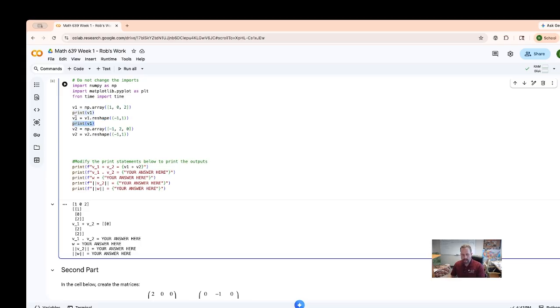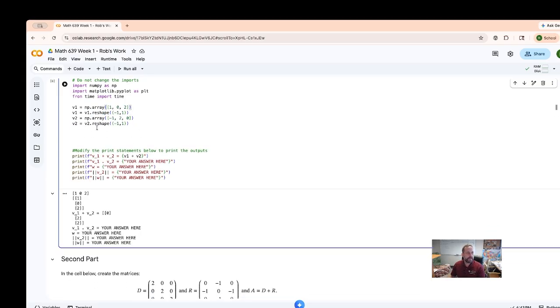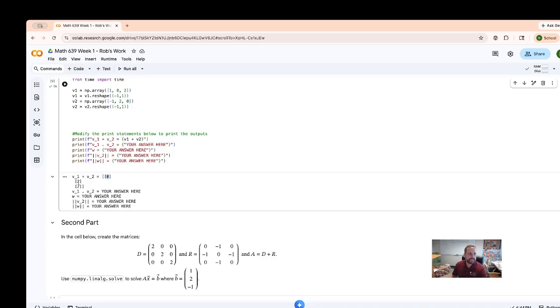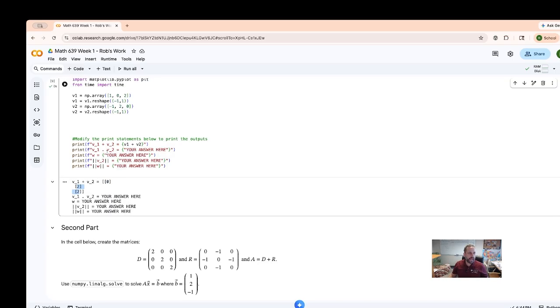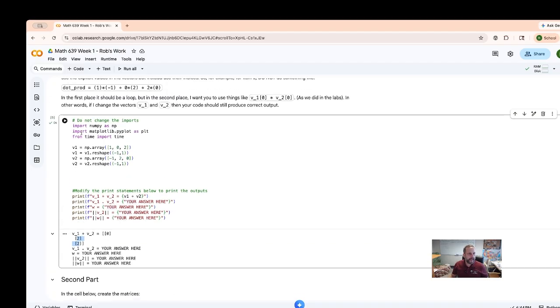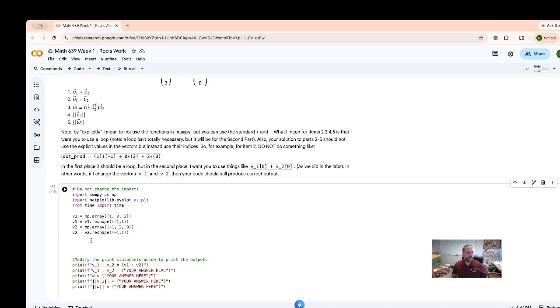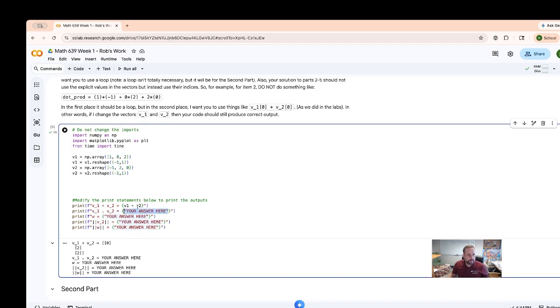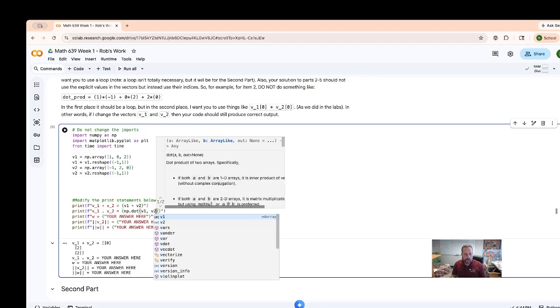And notice what happens when we do v1 plus v2 right here. Let me run this again. When we do v1 plus v2, it puts it in matrix form, that is, column vector form like we're expecting. Very good. The next thing that we want to do is v1 dotted with v2. There are a number of ways that we can do this. One way is np.dot, and we can do v1 comma v2.